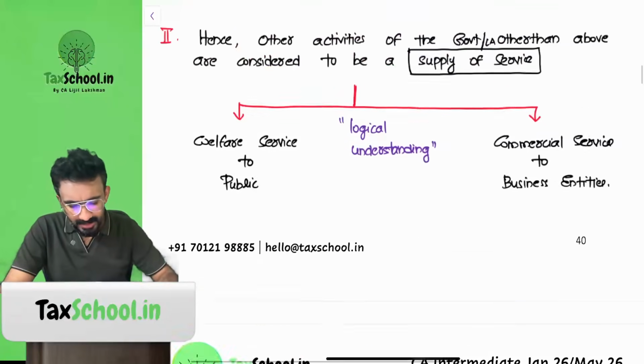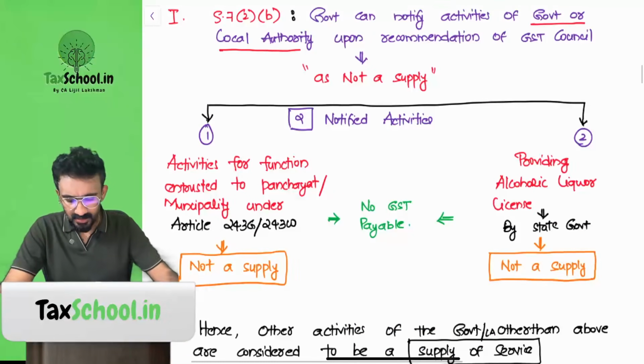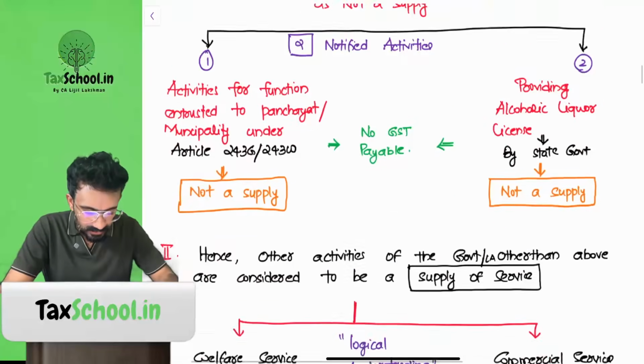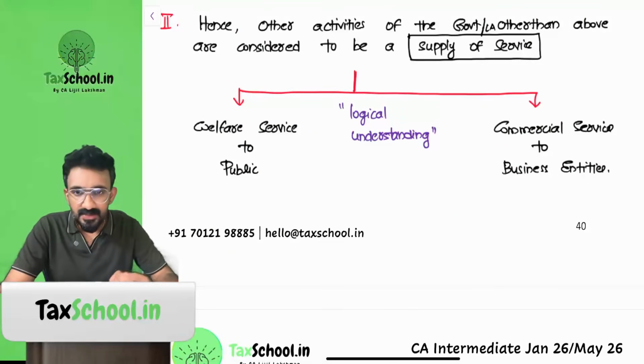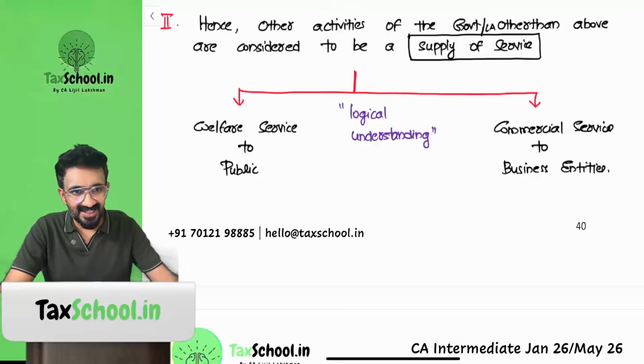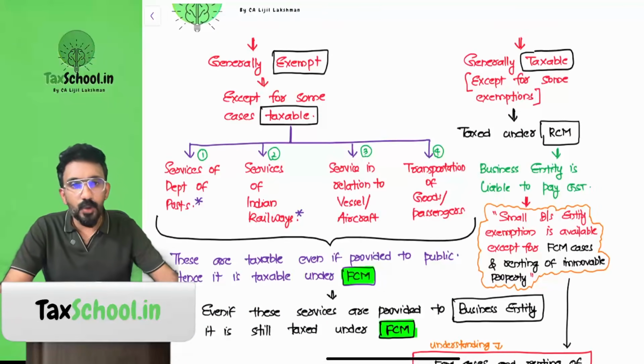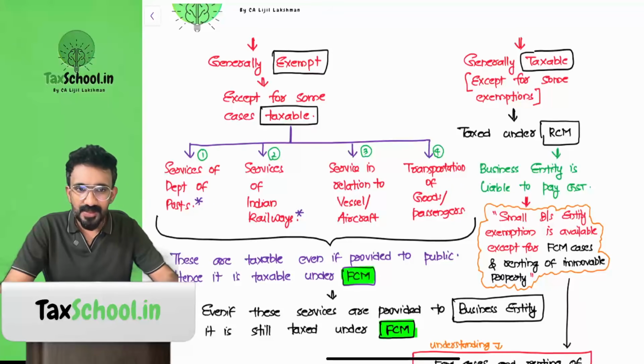So how do you go back to this chart? 5G licenses, is that covered under 243 GW? No. Is it alcoholic liquor? No. It's a supply. It's a supply of service. Is it welfare to public or commercial to business entity? It is given to Geo. It's commercial to business entity. Would it be covered under these first four? No, it is not covered under the first four. So it will be taxable under RCM.